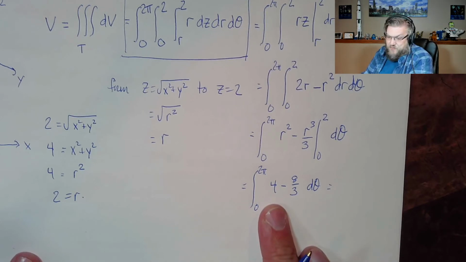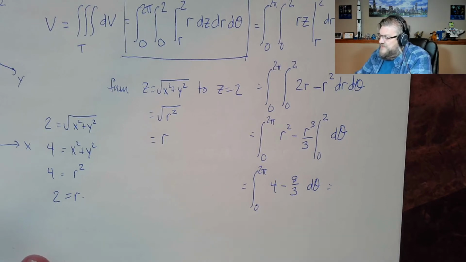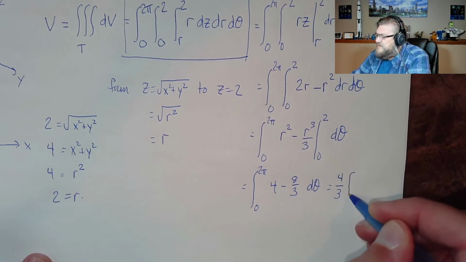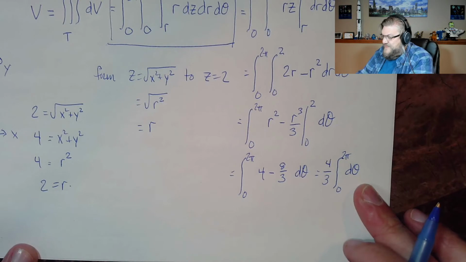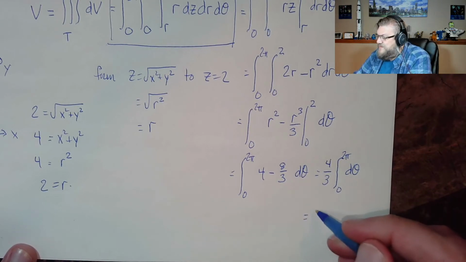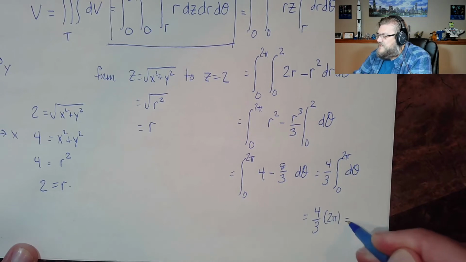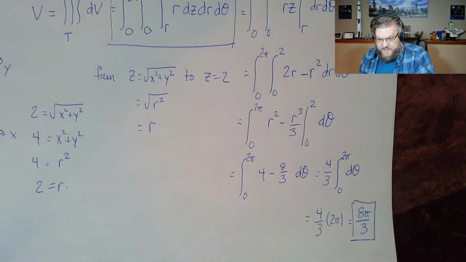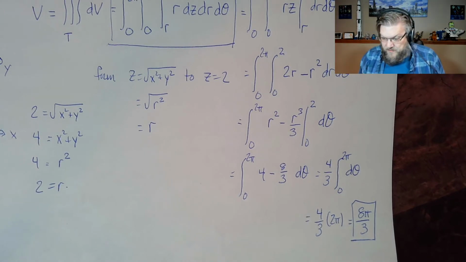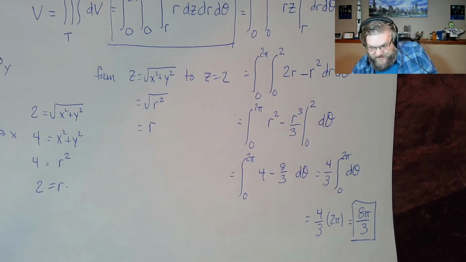In fact, 4 is what? 12 thirds. And so 12 minus 8 is 4 thirds. So this is going to end up being 4 thirds times the integral from 0 to 2 pi of d theta. And this is just the length of the interval. And so this ends up being 4 thirds times 2 pi, which gets me 8 pi over 3. Which I hope matches the volume formula for a cone. That would be really embarrassing if it didn't, right? But you should be able to look up or Google a formula for the volume of a cone and be able to get that. All right.